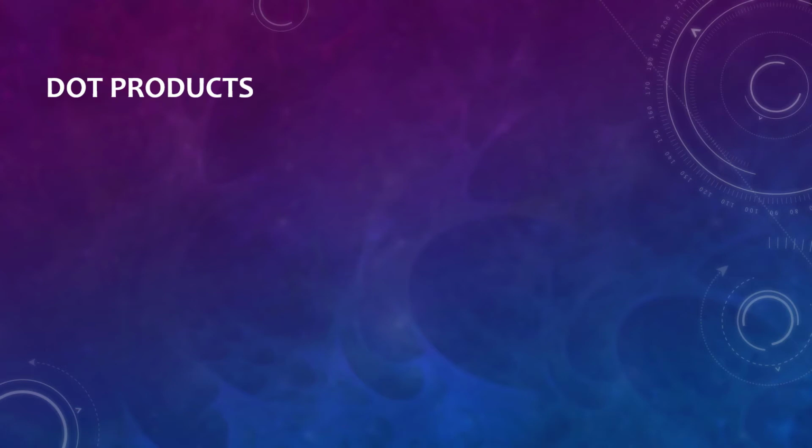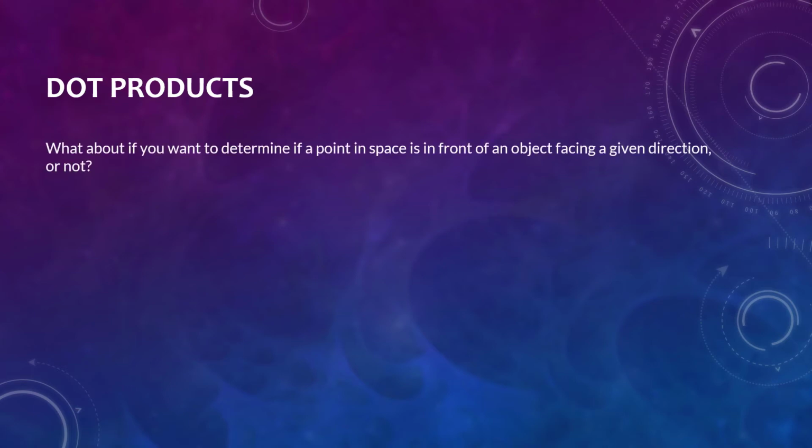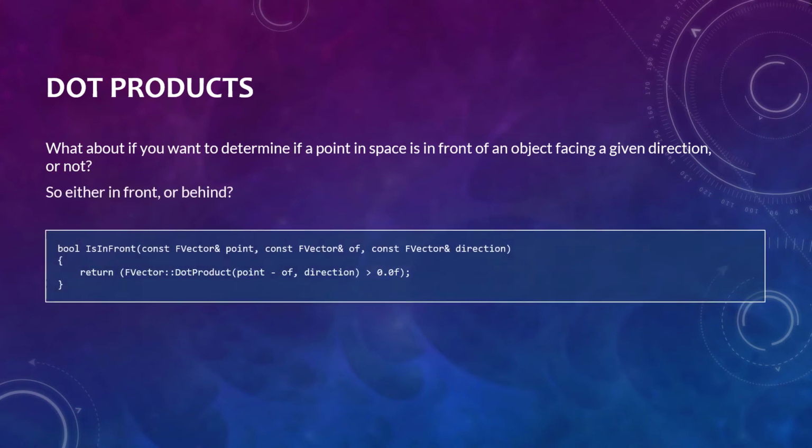What about if we want to determine if a point in space is in front of an object that is facing a given direction or not? So is this point either in front or behind? Yep, that's simple. We didn't even need to normalize the vectors going into dot products here because we just need to know if the result is positive. We don't care about the scale of the result here. And we should avoid normalizing vectors where we can, as it does cost CPU to do that, and there's no need to do it here in this example.